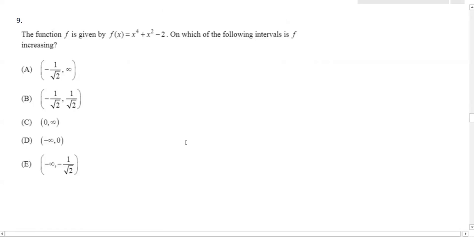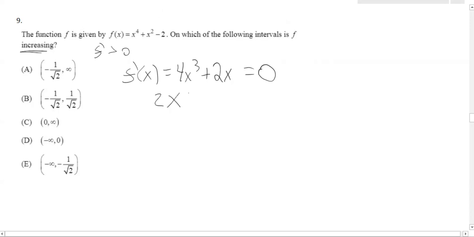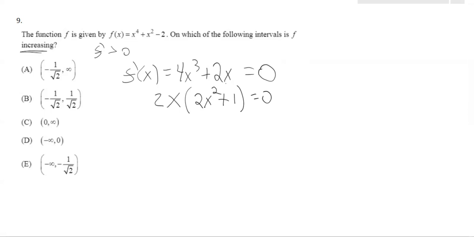Number 9, the function is given by f of x. On which of the following intervals is f increasing? So a function is going to be increasing when f prime is greater than 0. So we'll take the derivative. And you get 4x cubed plus 2x. So set that equal to 0. Factor out a 2x. And you get 2x squared plus 1 equals 0. Okay, let me just make sure I did everything correct here. Okay, so this is going to give us x equals 0.